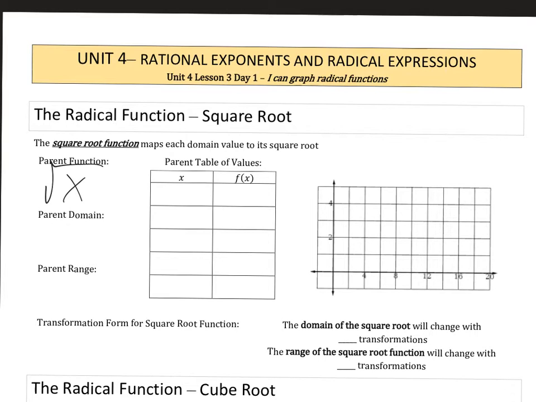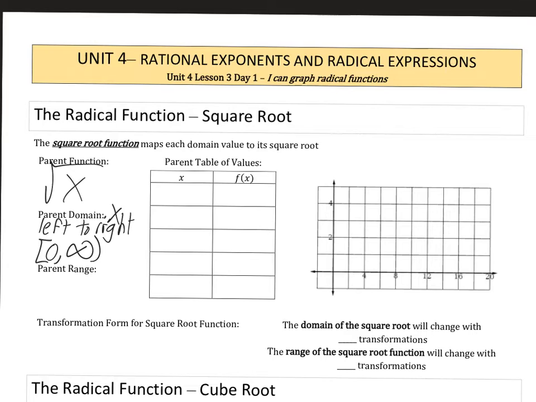Now, the parent domain. If we went on to Desmos, so everybody today is going to need to have Desmos. Go on to Desmos, type in square root of x, see what it looks like. Domain, don't forget, is all of your x values, okay? So it's everywhere that's going across the x-axis, from left to right. Once you get that, you're going to see, hey, it goes from 0 all the way until infinity.